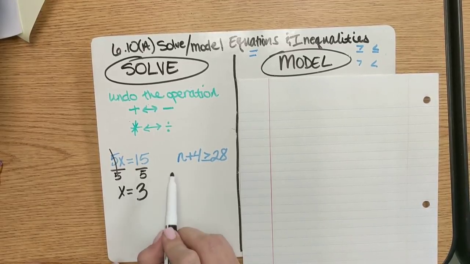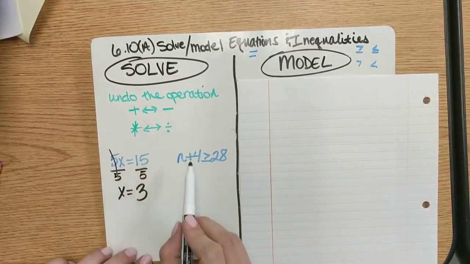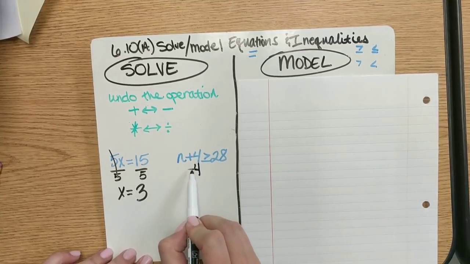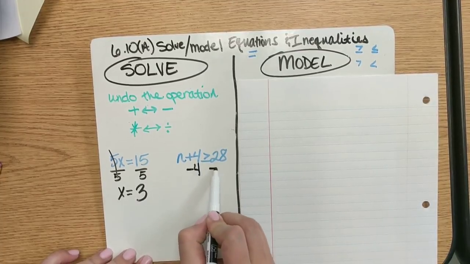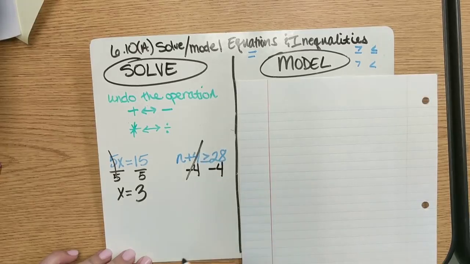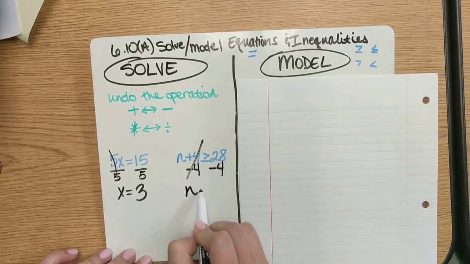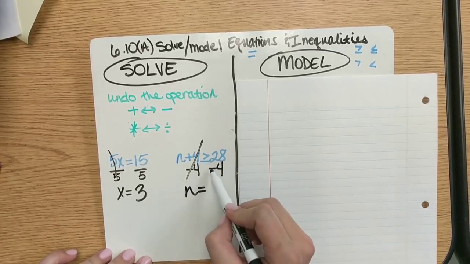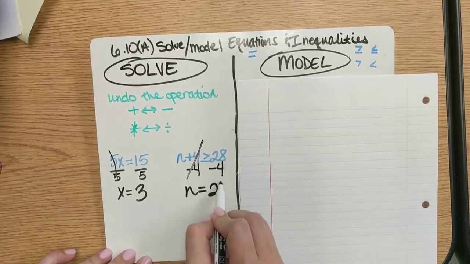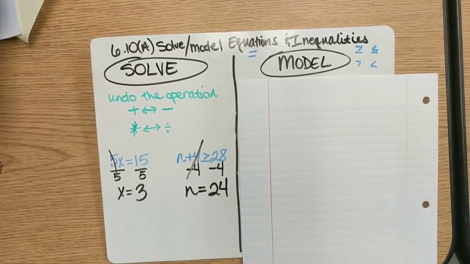It looks like 4 is being added to it, so I'm going to undo the adding by subtracting. And I want to do that to both sides. Minus 4 on both sides, so I can get rid of that, get n all by itself. 28 minus 4 would be 24.